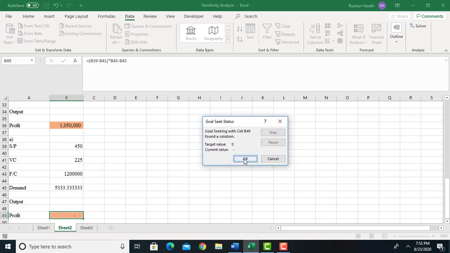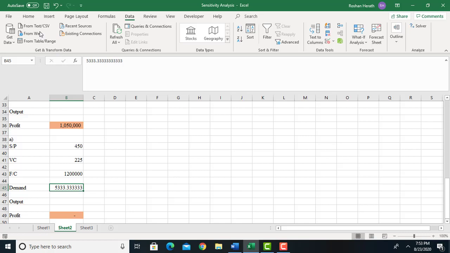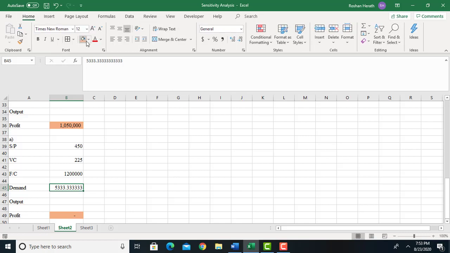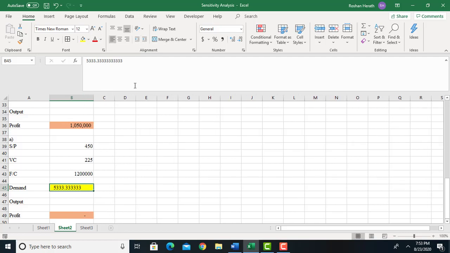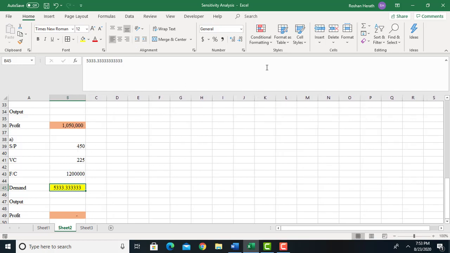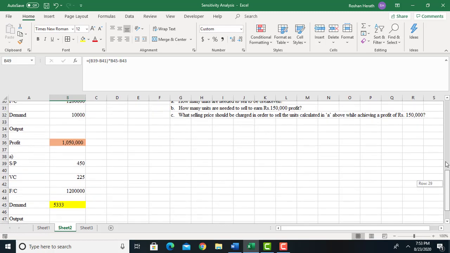So when your demand is like 5,333 units, when you round things up, you know that the units can't be fractions, so therefore it's 5,333 units, and your profit is going to be 0. So it's the first requirement.